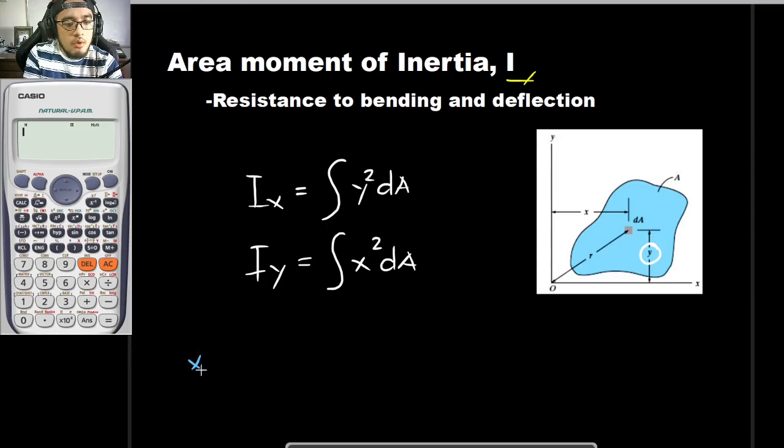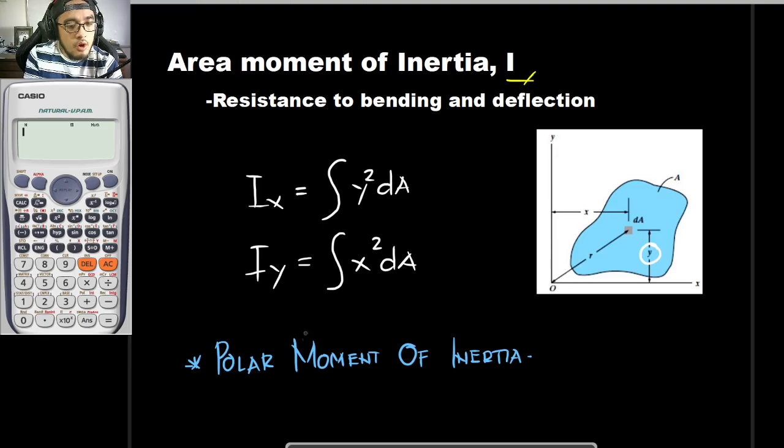So for the polar moment of inertia, it is denoted by the letter J, and it is basically the sum of the inertias about the two major axes. So that is to be Ix plus Iy. It would be as simple as this.